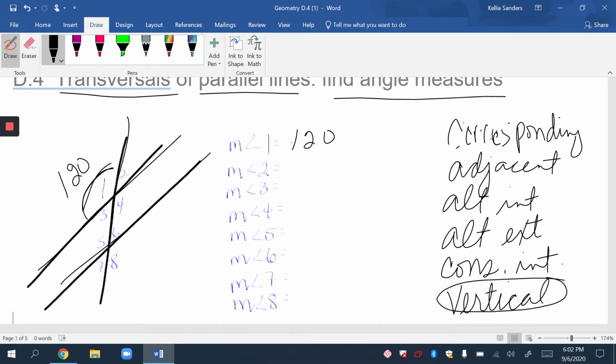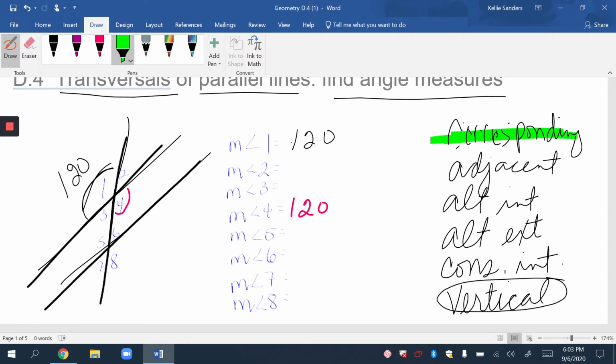Okay, so angles 2, 3, 4, 5, 6, 7, or 8, which one is vertical to angle 1? Angle 4 is vertical to angle 1. And if angle 4 and angle 1 are vertical, then they are congruent. If they are congruent, then angle 4 is also 120 degrees.